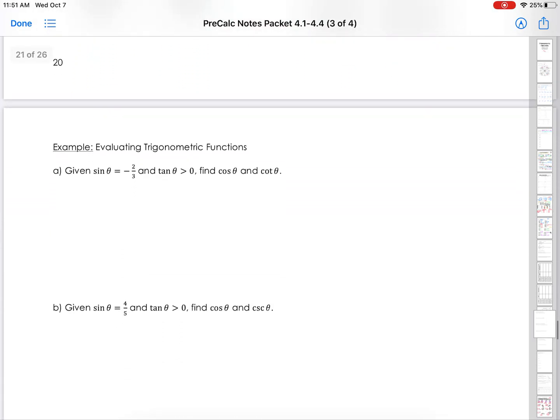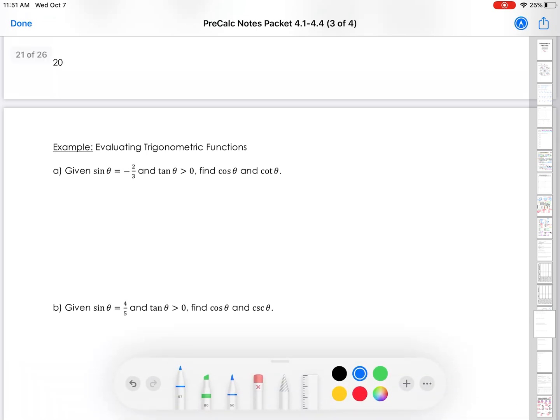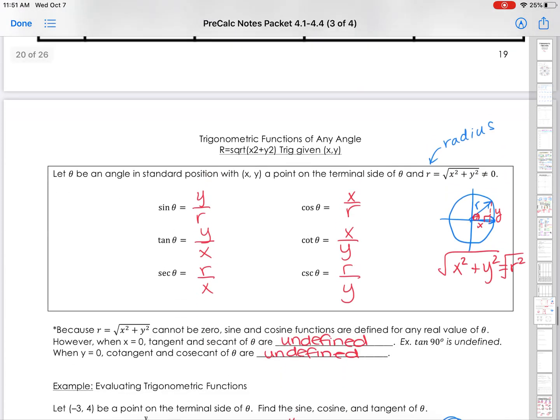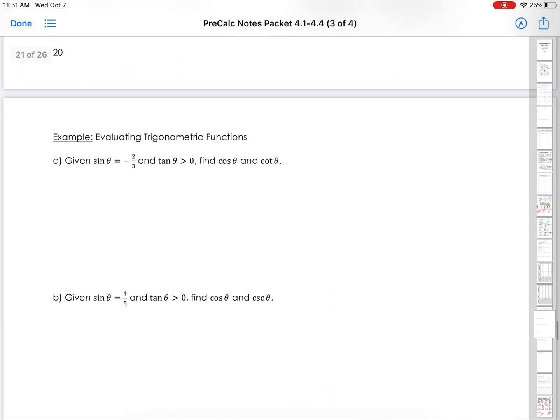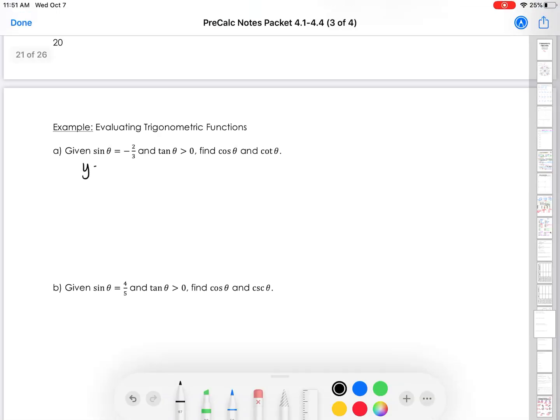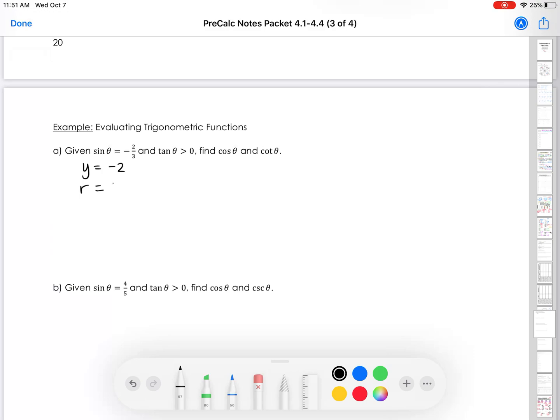Okay. All right, so we're going to be given some information, and we're going to try to figure out the sine and cosine, or whatever they're asking for in this particular situation. So we are told that sine is going to be equal to -2/3. Now remember, my radius is never negative, and my sine is going to be y/r. So sine, that's y/r, which means that my y must be -2 and my r is 3 because my radius is never negative.